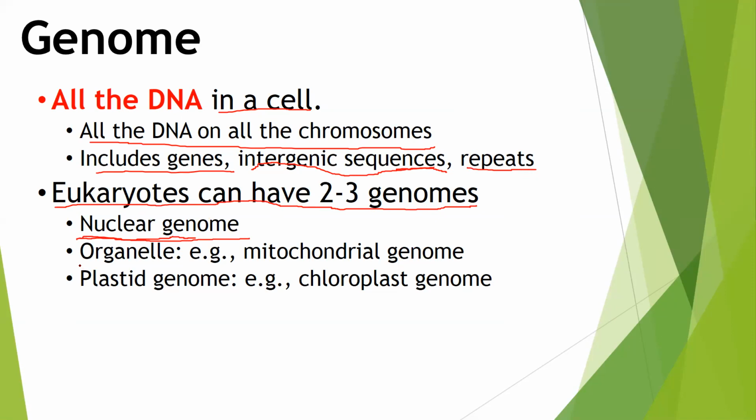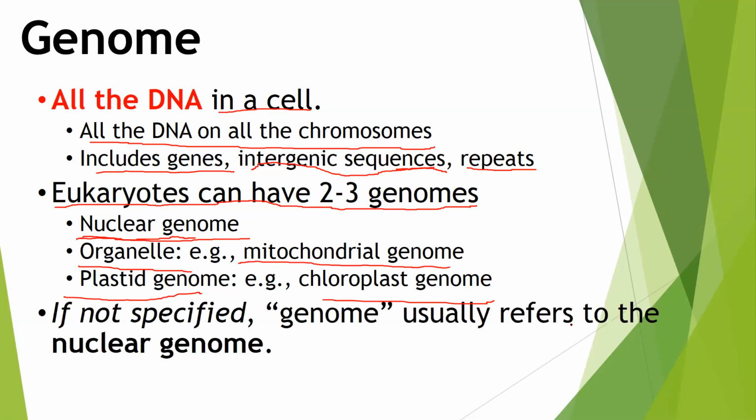And some organelles, for example the mitochondrion, have their own genome. So it's also very important, and that's the mitochondrial genome. And the plastid genome, for example in plants the chloroplast genome, is also very important.